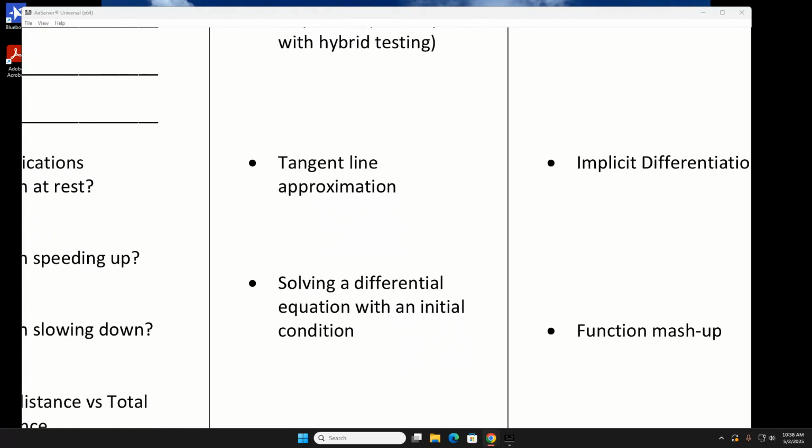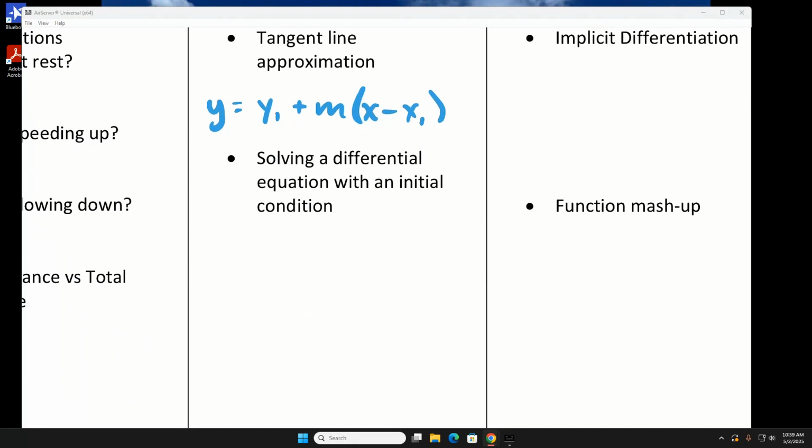All right, there probably will be a tangent line approximation. And so you're going to do y equals y1 plus m times x minus x1, where m is going to use the differential equation to find the slope. And then you will solve a differential equation with an initial condition.